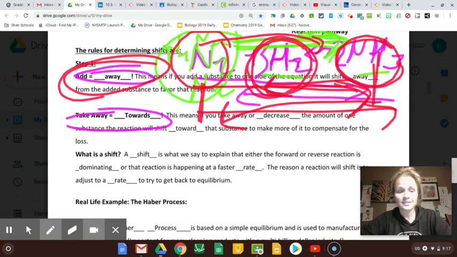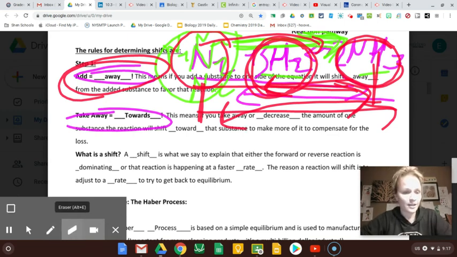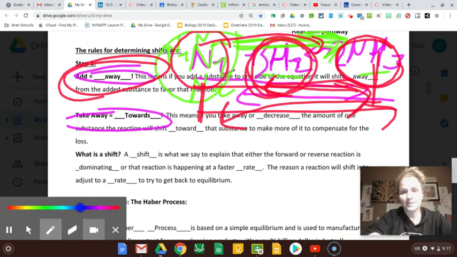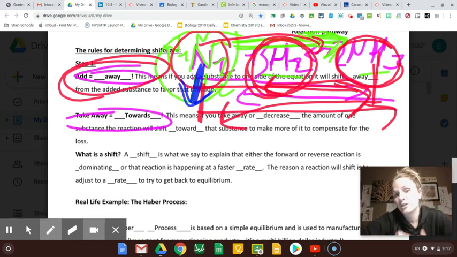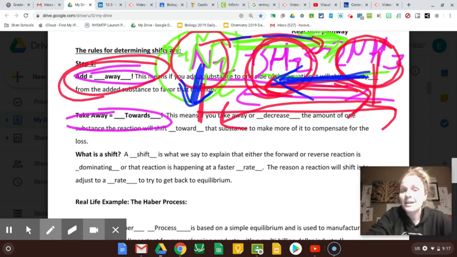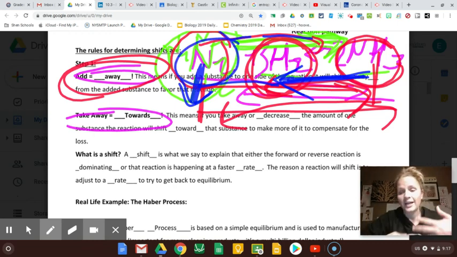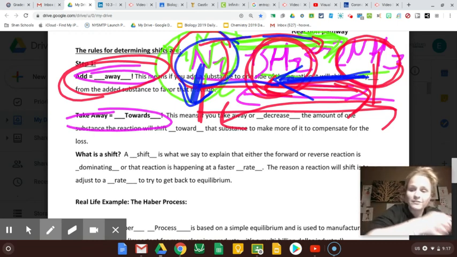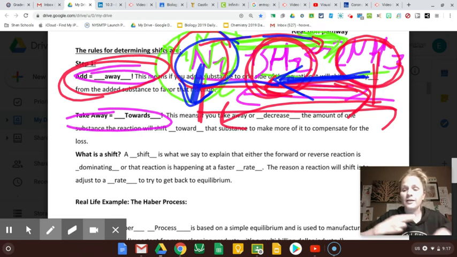And the other rule is take away towards. This rule says, if you take something away, now I don't have as much N2. Now I have fewer ingredients for the forward reaction, so more of the reverse reaction is going to happen, to make more of the N2 to make up for that. So it kind of shifts it back. And remember, it keeps shifting the equilibrium until you get back to equilibrium.